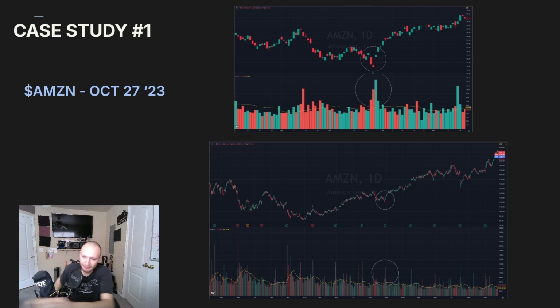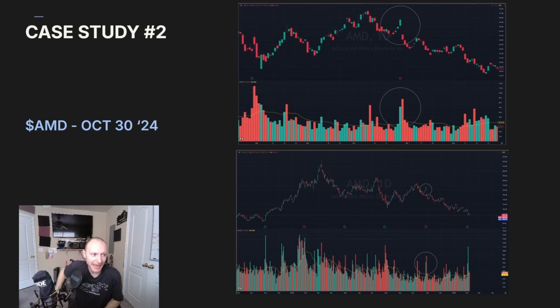So, bottom picture here, look at where this was in relation to Amazon's uptrend. We were actually in a ranging market that faked out the downside, right? So there was obviously interest in selling, and we got aggressive selling that was then capitulated, right? So, next case study. AMD.